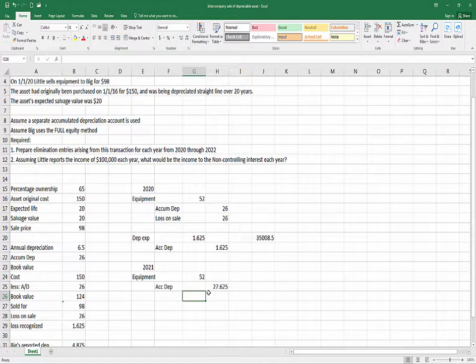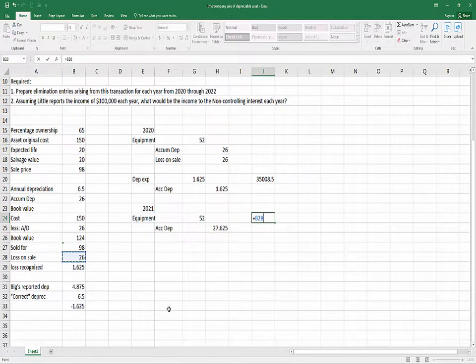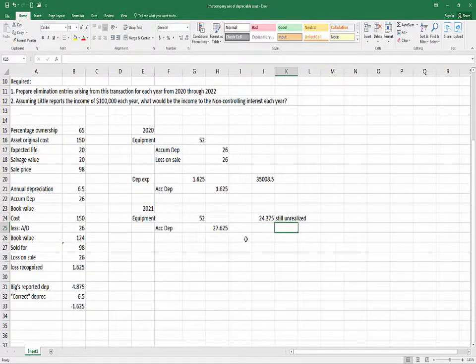The remainder is the remaining unrecognized loss. Again, there was a loss initially of $26. There it is, a $26 loss. We recognized $0.625 of it, and so there's $24.375 remaining, still unrealized. Okay, that's that plug figure that's missing.